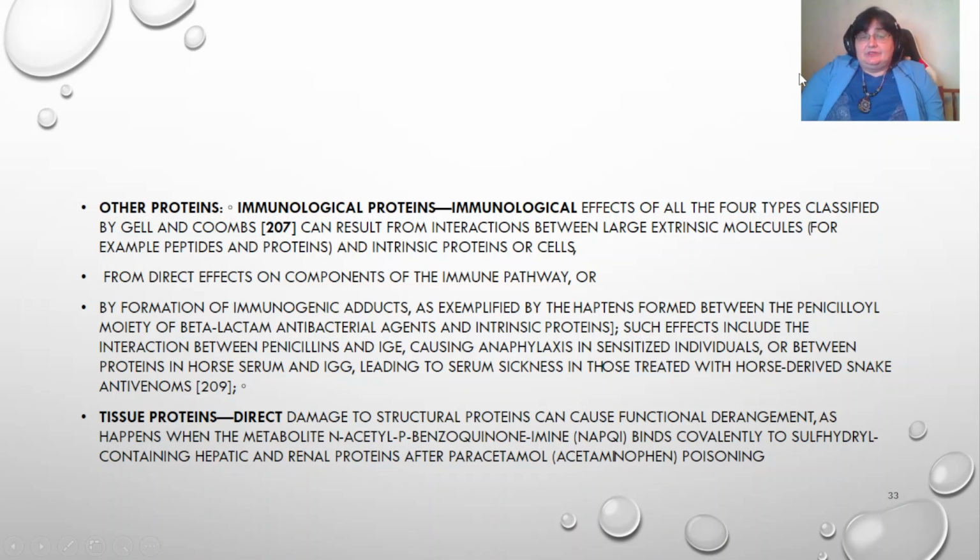Tissue proteins. Direct damage to structural proteins can cause functional derangement, and happens when the metabolite N-acetyl-p-benzoquinone imine binds covalently to sulfhydryl-containing hepatic and renal proteins after paracetamol, acetaminophen, poisoning.